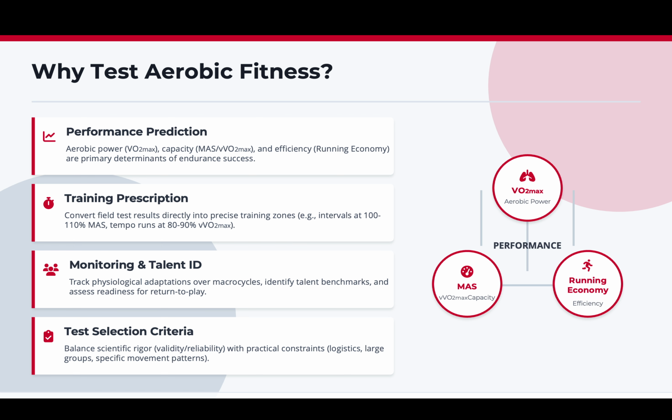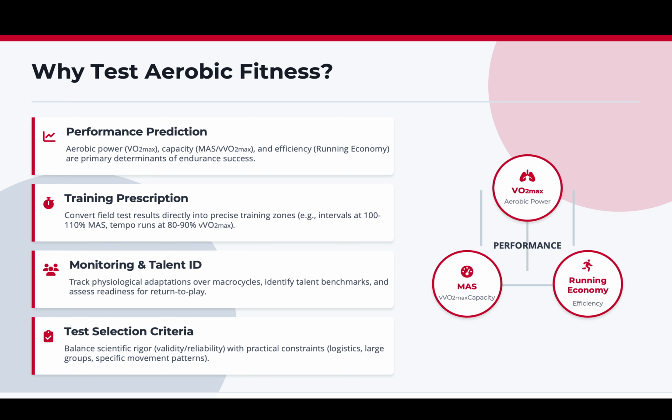Convert field test results directly into precise training zones, like intervals at 100 and 110% of the maximal aerobic speed, tempo runs at 80 or 90% of the VO2 max, velocity VO2 max. Monitoring and talent ID: these track physiological adaptations over macrocycles, identify talent benchmarks, and assess readiness for return to play. In any case, it also helps for test selection criteria.